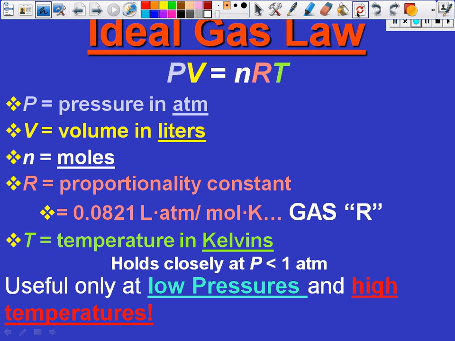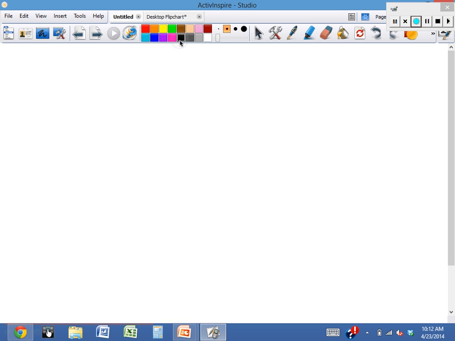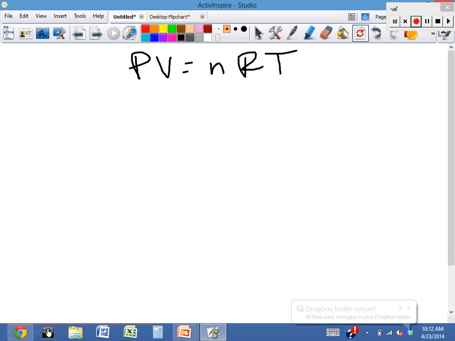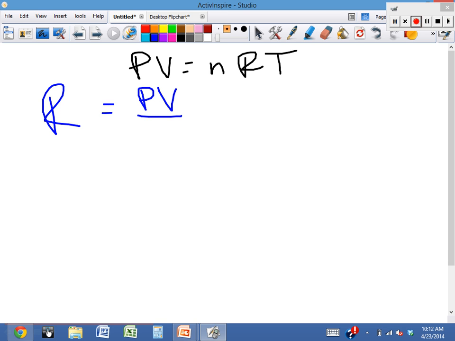But I want to show you something. I want to show you where this R comes from. So let's talk about that for a second. Excuse me, let me start over. So we have PV equals nRT. And what I want to do is algebraically solve for R. So if we algebraically solve for R, we divide both sides by nT. So we're going to have PV over nT.